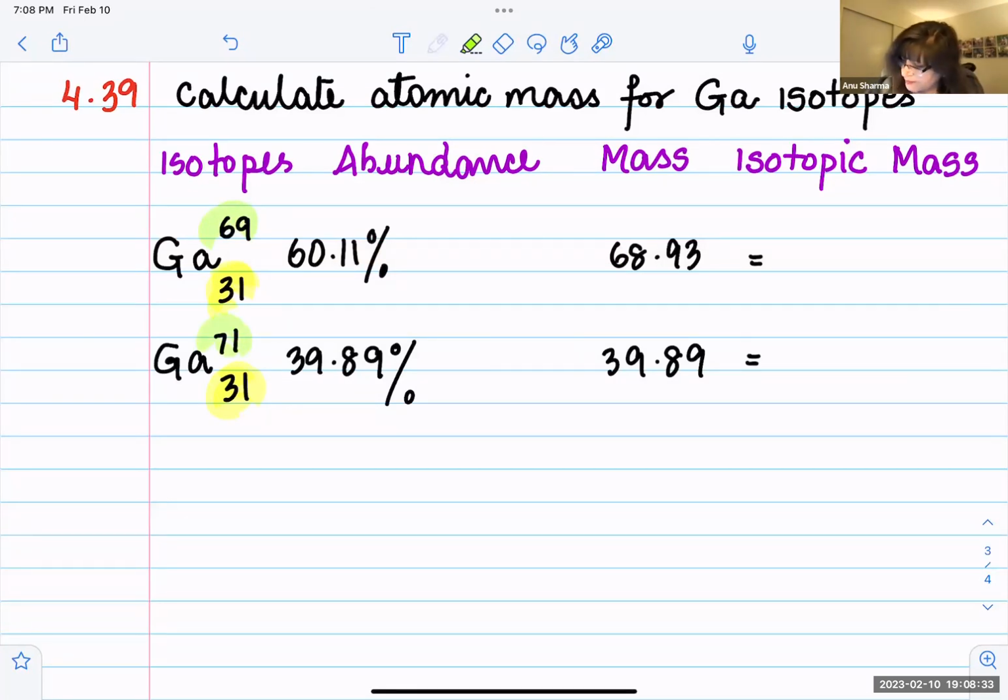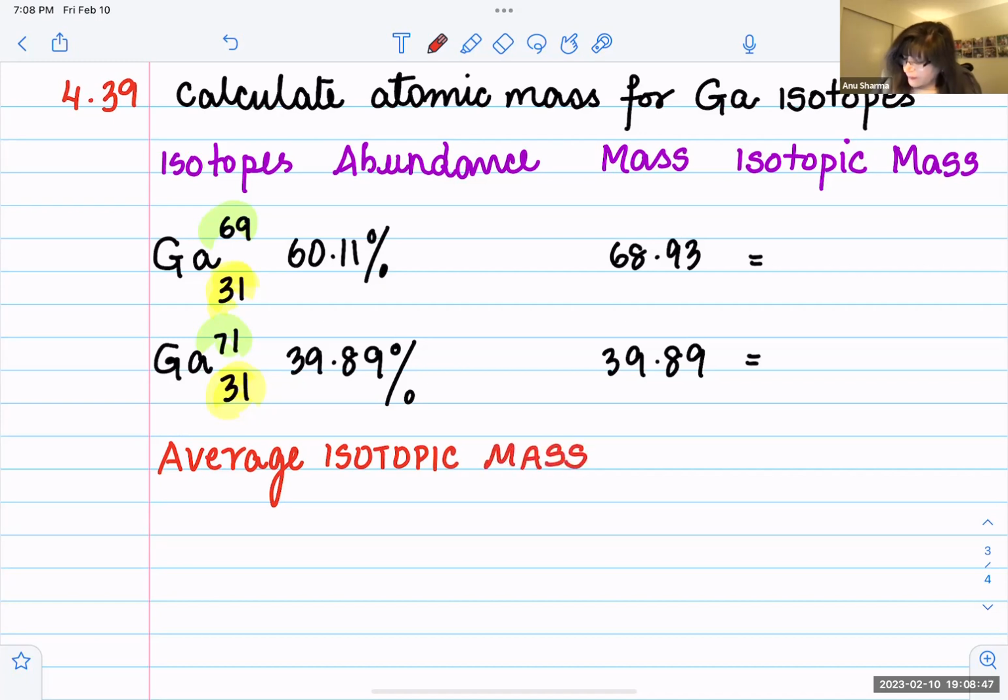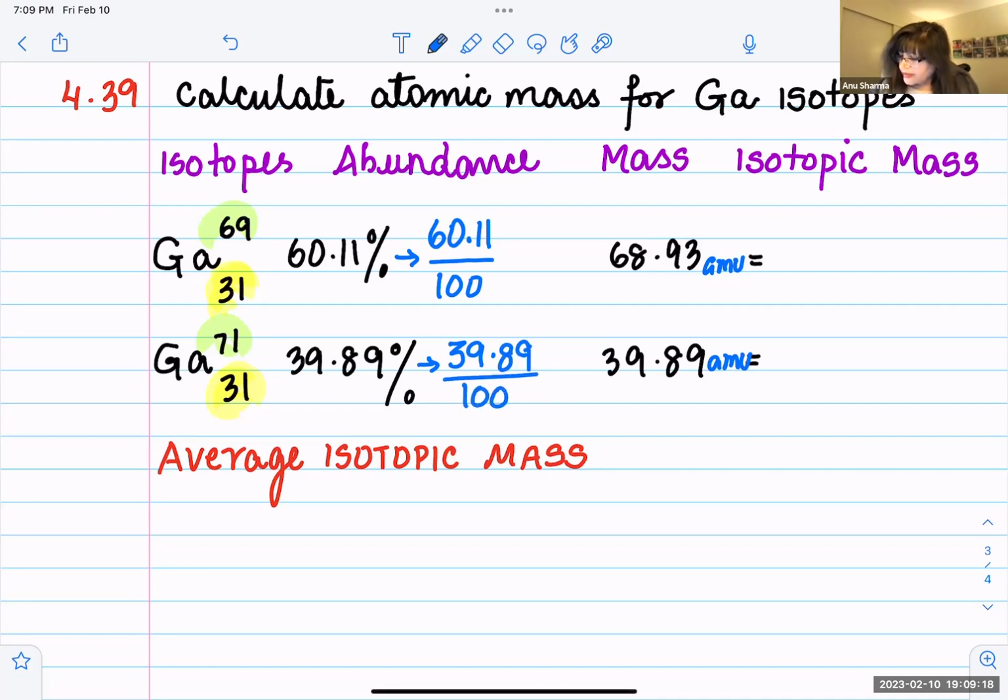So this method is called the average isotopic mass. You are also given the 68.93 atomic mass units. This is already given to you. So what will you do next? You are going to take 60.11 and divide that by 100. That's what it means, right? And the other one is 39.89, which you also divide by 100. Then you multiply each by the mass. Let's see what numbers we get.